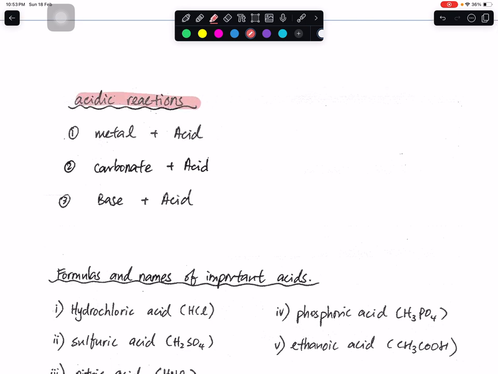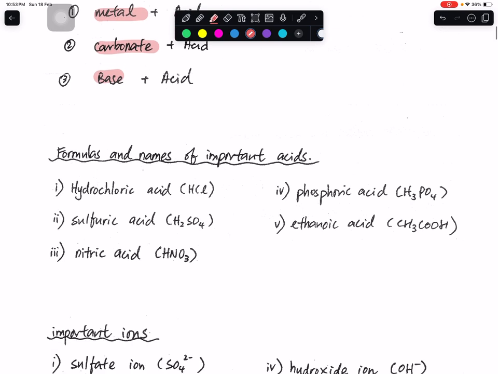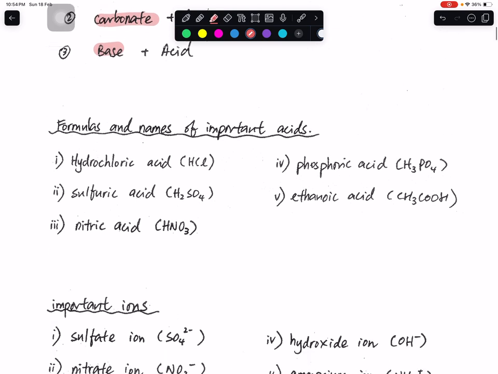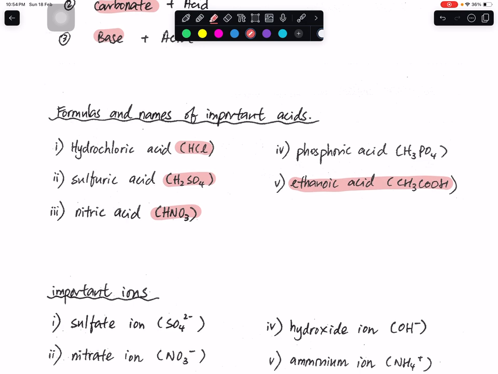So there are three main reactions that we're looking at. Metal plus acid, carbonate plus acid, and then base plus acid. So before we can do the questions related to acids and bases, we need to understand who are your important acids. So there are a few of them here that you must memorize. So HCl, hydrochloric acid, your sulfuric acid, your nitric acid. These three, you must know them at the start. Okay. Further on into this chapter, you'll learn about ethanoic acid. Okay, but we'll focus on the main three on the left first.